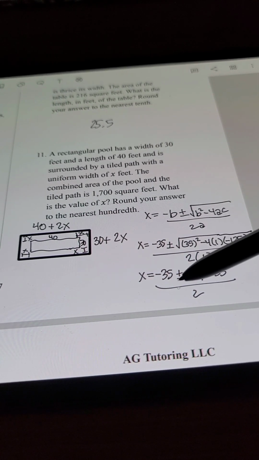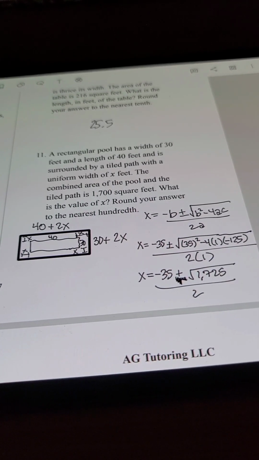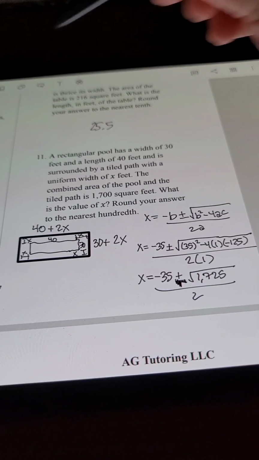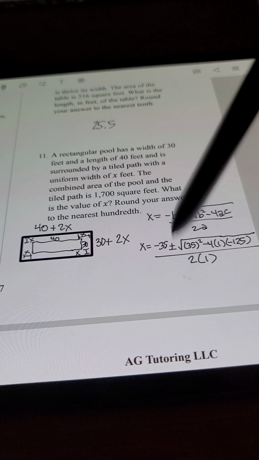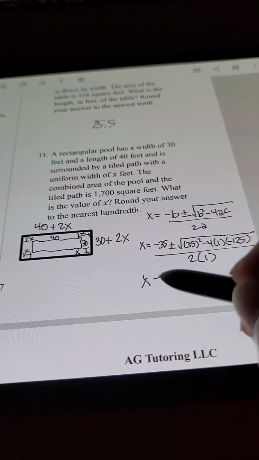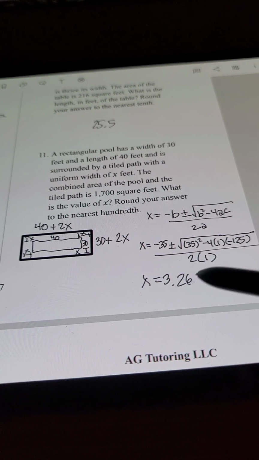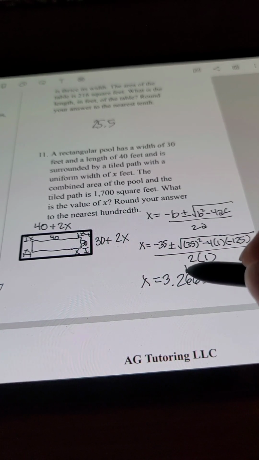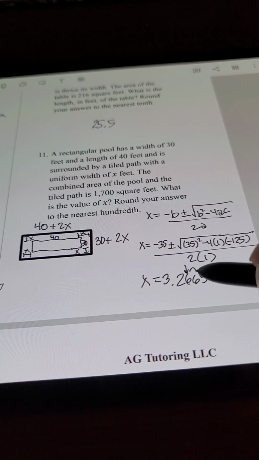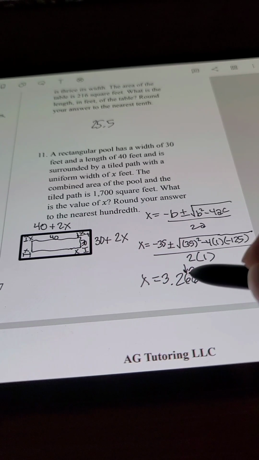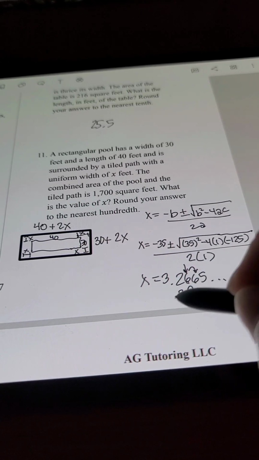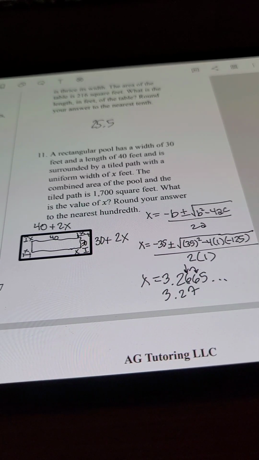So I'm going to do negative 35, and instead of trying out the minus, I'm just going to do plus all of this, plug that into my calculator, and divide by 2. And when I do that, what I get for x is going to be 3.2665, and so on. And it says round your answer to the nearest hundredth. So this place value. So I look at my neighbor. Is it 5 or greater? Yes. So that means that my 6 right here in the hundredths place has to go up to a 7. And I copy down the numbers before. So it should be 3.27.